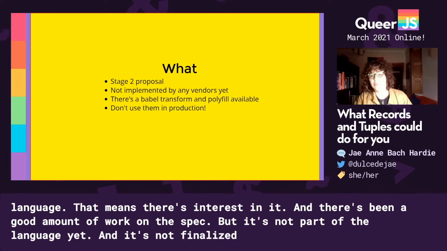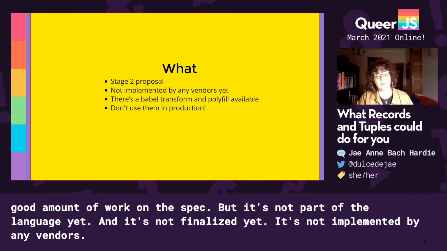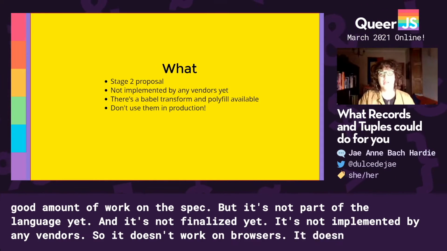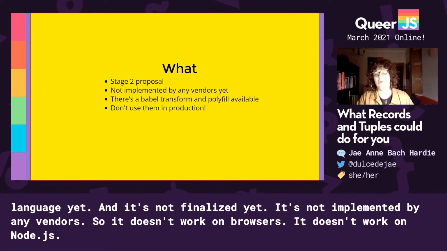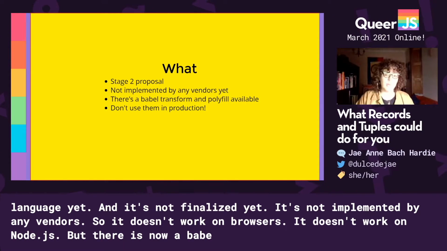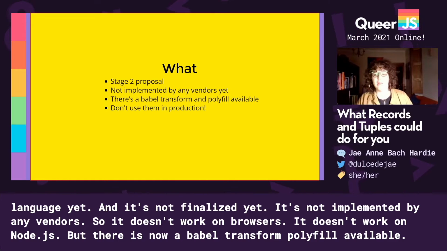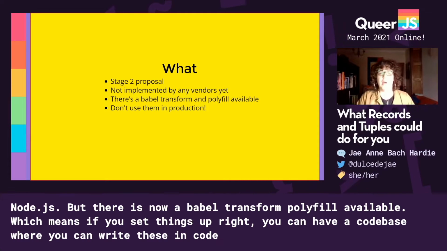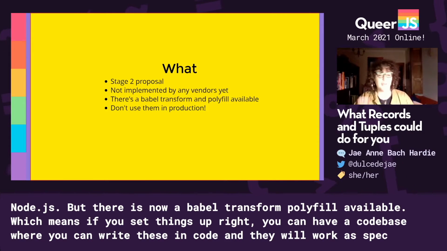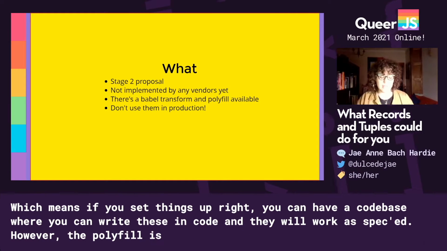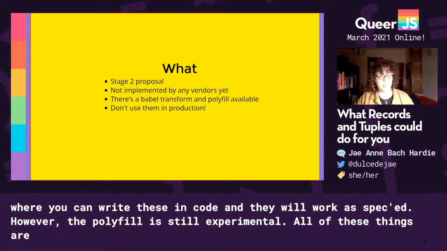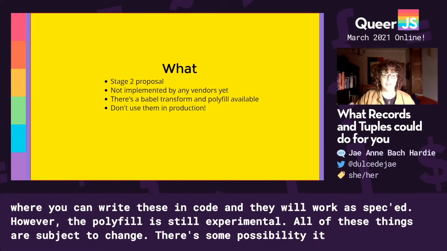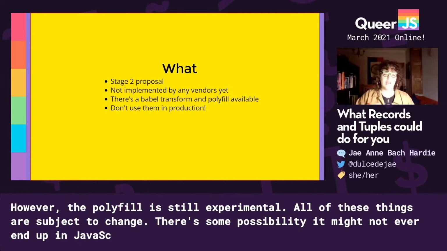It's not implemented by any vendors, so it doesn't work in browsers, it doesn't work in Node.js, but there is now a Babel transform polyfill available, which means if you set things up right, you can have a code base where you can write these in code and they will work as spec'd. However, the polyfill is still experimental. All of these things are subject to change. There's some possibility it might not ever end up in JavaScript, so you definitely shouldn't use them in production.